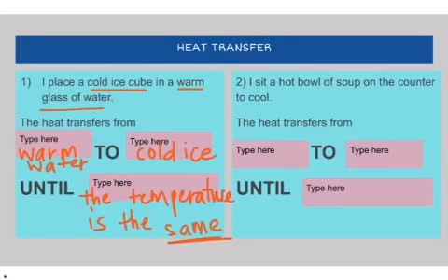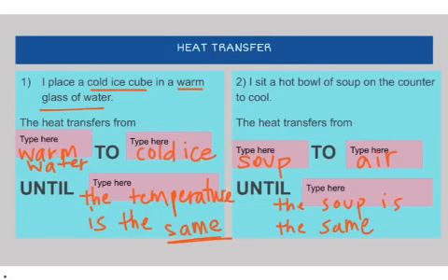So I sit a hot bowl of soup on the counter to cool. The heat is going to transfer from the hot soup to the cooler air or the atmosphere around it until the soup is the same temperature. So when they become the same temperature, we're not going to transfer heat anymore. The soup is the same temperature as the air around it. Okay?